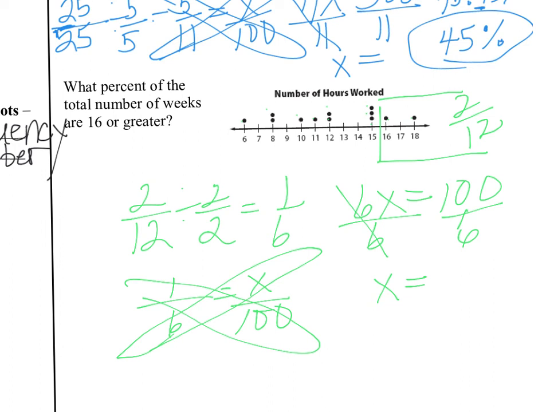You should have come up with 16.6 repeating percent. And what does the 6 tell the other 6 to do? That is correct, 17%. So you can say 17% of the total number of weeks are 16 or greater hours that were worked. 17%.